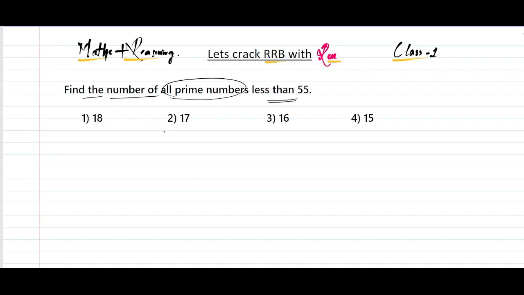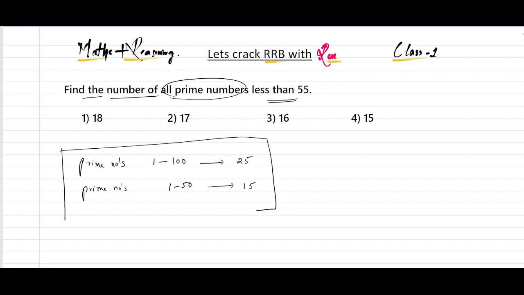See, why I included this question is that you need to know 2 points here. One point is the number of prime numbers in 1 to 100: we have 25 prime numbers, remember this point. Also, prime numbers in 1 to 50: in 1 to 50 you have 15 prime numbers. So these are the 2 points you need to know. If you know these points, this question is very easy, right?